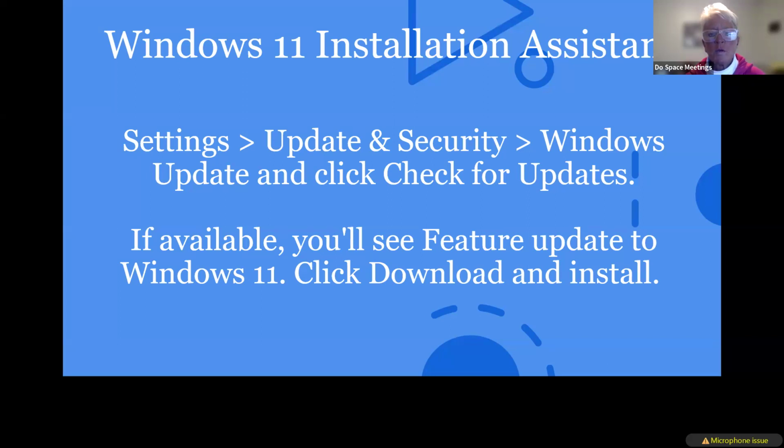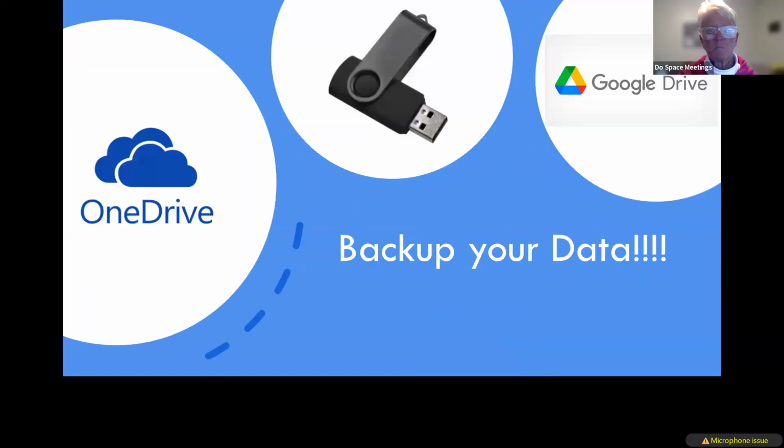And there's several different ways to back up, and we'll talk about a few of those here as we get into where's the settings, where's the update and security, how do I get to the Windows update? I'll walk you through all that, folks. And then we're going to talk about backing up your data. While I'm right here, there's some different options that you have if you're not backing up your data.